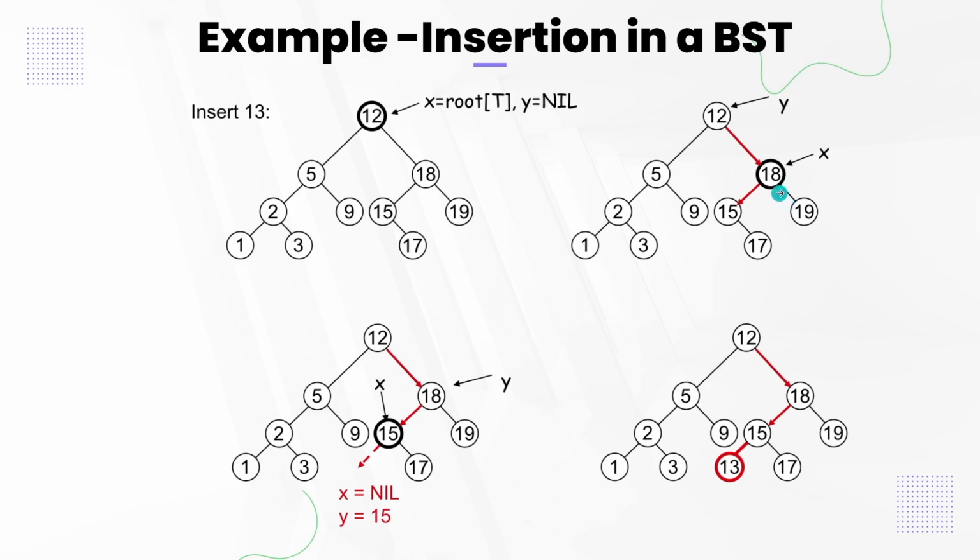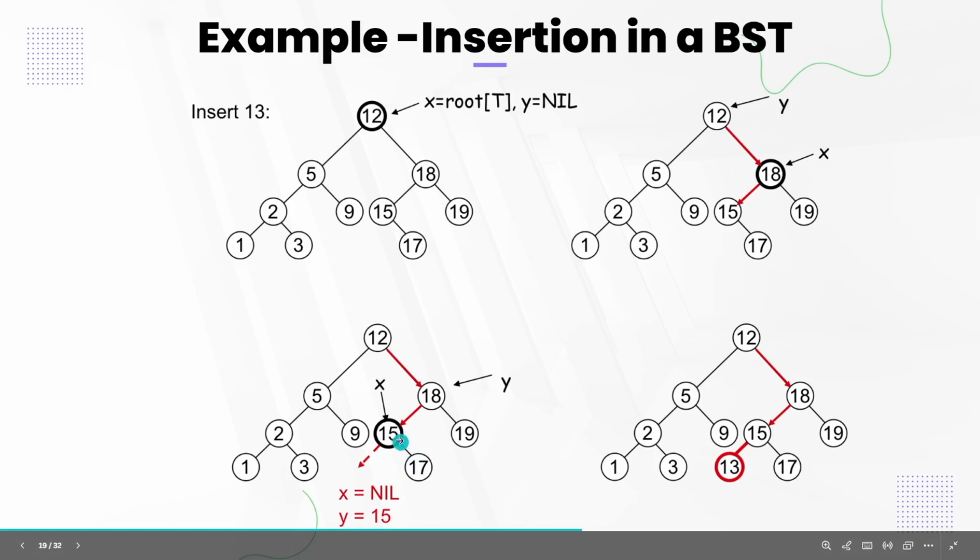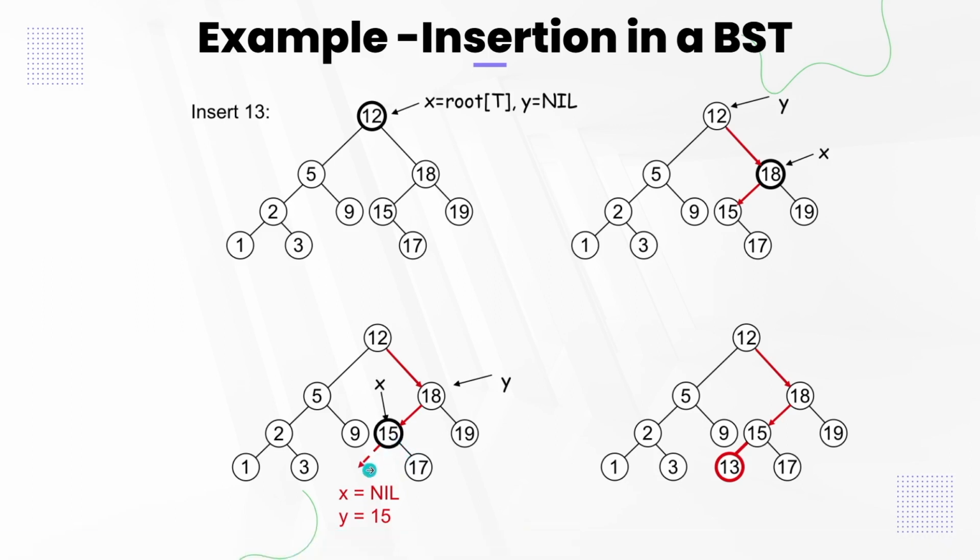And then we compare 18 and 13, and again 13 is less, so we move along the left subtree. Now y points to 18 and x points to 15, which is the current node. And now we compare 15 and 13. 13 is less than 15, so 13 is going to become the left child of 15. By that time x would be 13 and y would be 15.